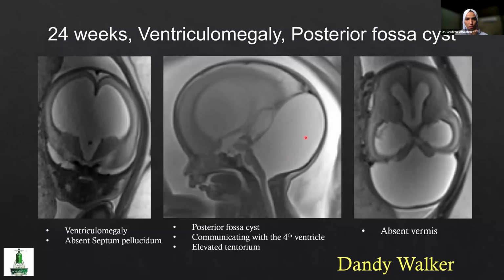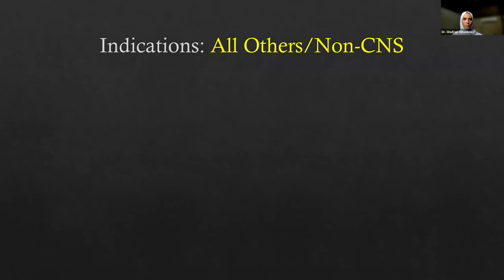Compare this posterior fossa with the large cyst to the MRI I just showed you of the patient who had the cyst that was actually like a herniation of the left lateral ventricle into the posterior fossa, with a small posterior fossa.